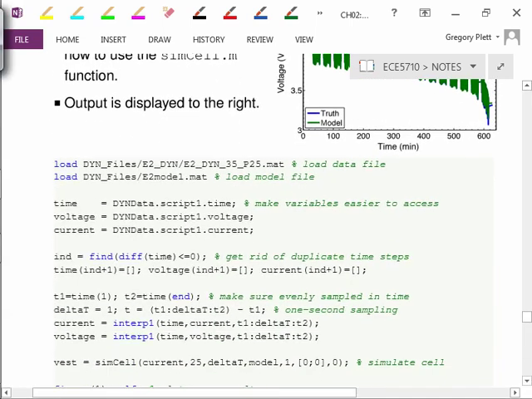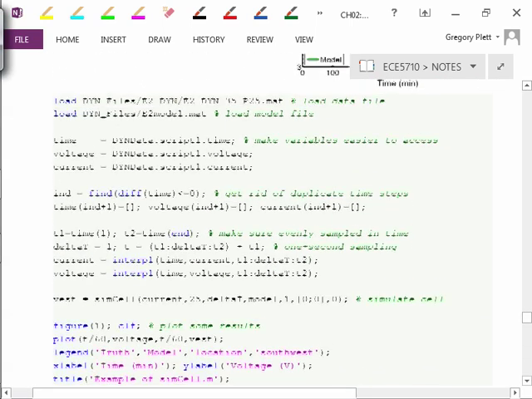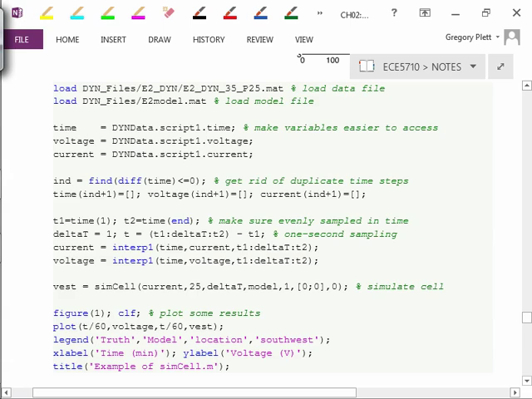I have some MATLAB code here which illustrates how I produced that exact figure. And what I did, line 1, was I loaded the dynamic test data, and it happened to be in a folder on my computer, which was dynamic file /e2 dynamic /e2 dynamic 35p35. That was the name of the file. And then I also loaded the e2model.mat.